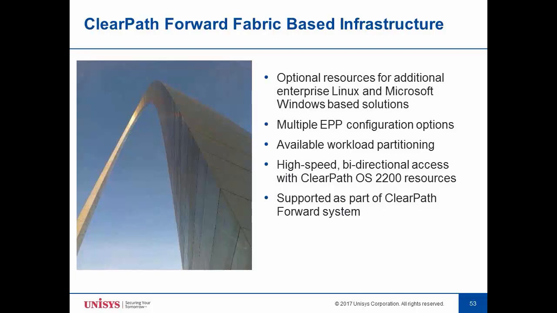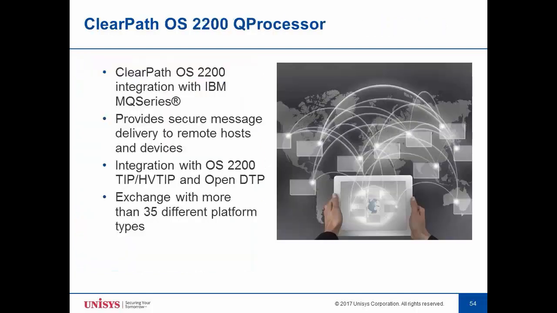So it can be used with file transfers, applications, and any number of client specified or third-party solutions, or, as I'll show you here in a minute, a number of Unisys solutions that are well suited to the fabric-based infrastructure. Fabric-based infrastructure on a Dorado system is part of the ClearPath Forward system, and support for these devices is provided as part of ClearPath Forward system support. So many of the same attributes that you know for supporting your OS 2200 workloads are available for the fabric resources.